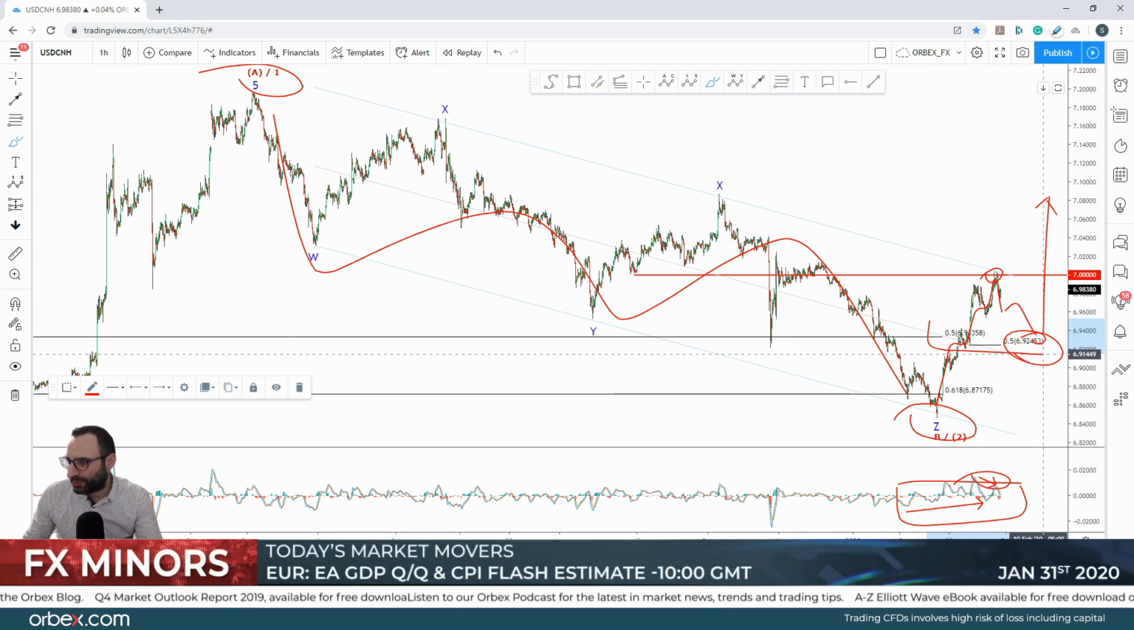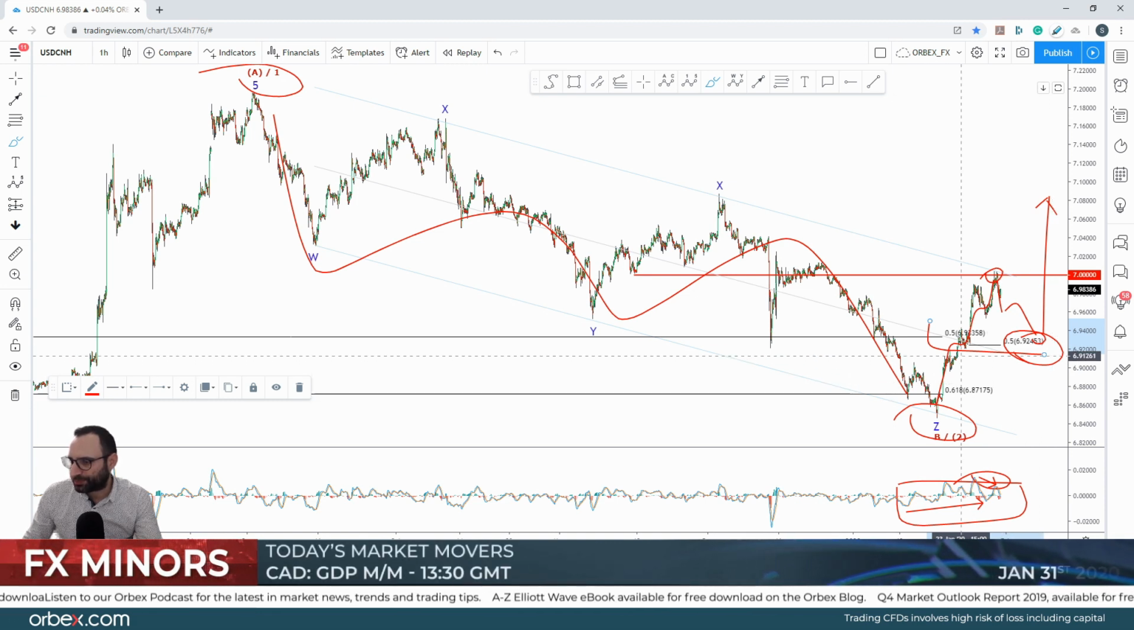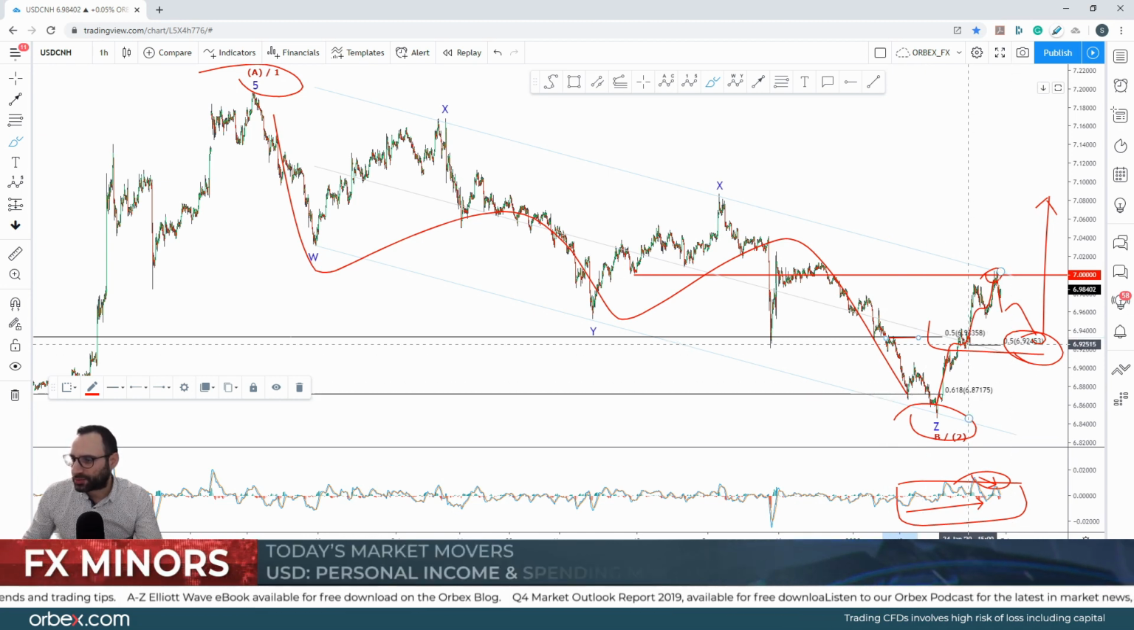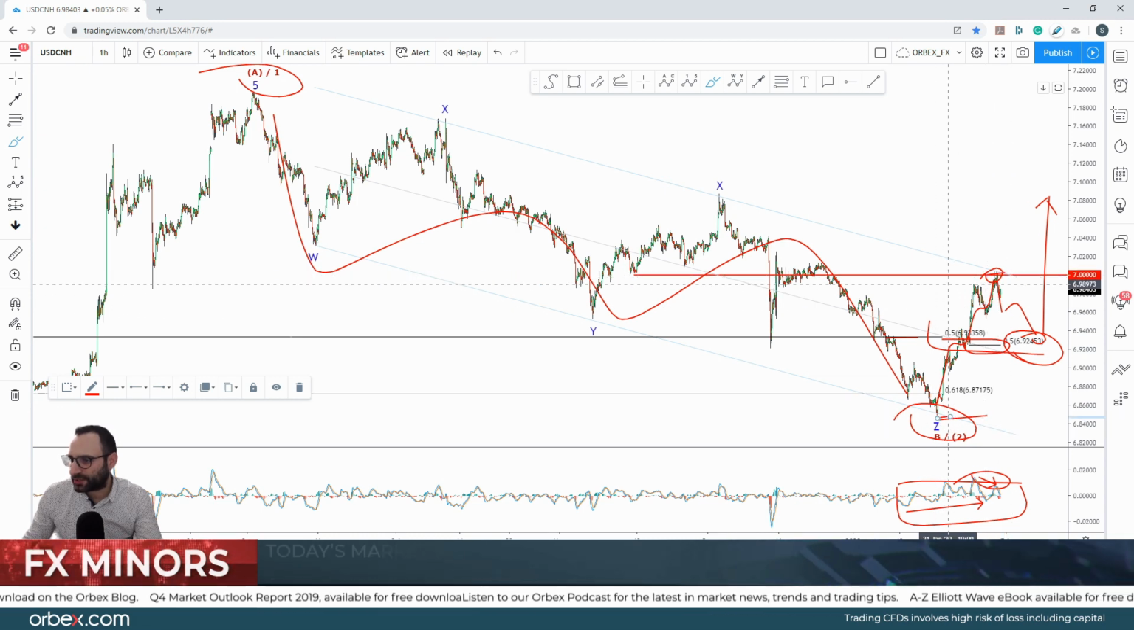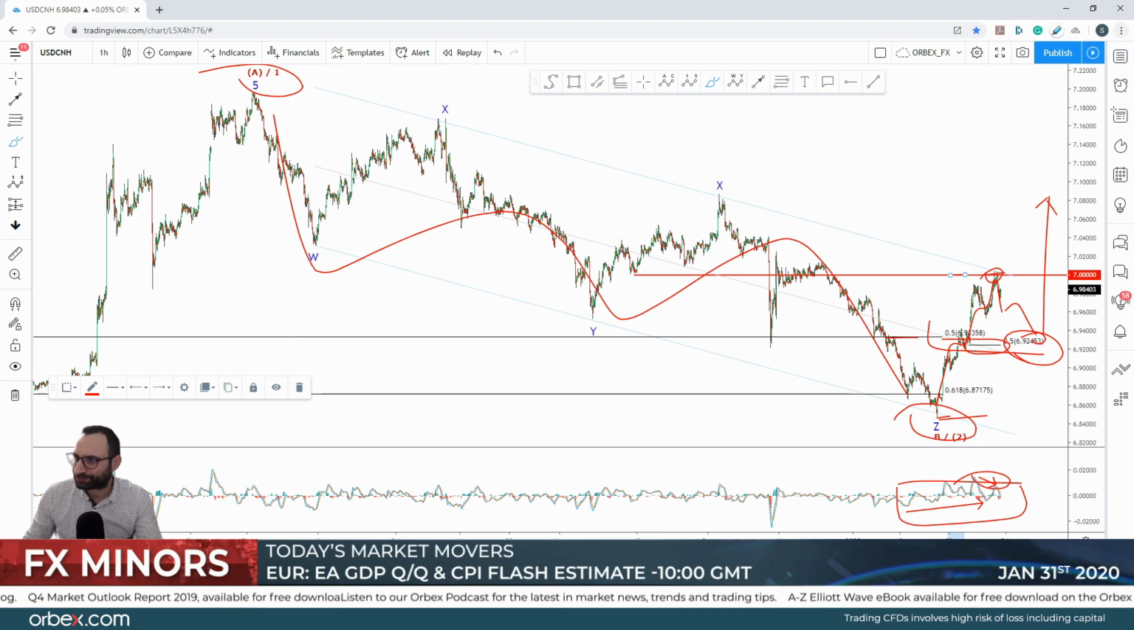Now, I would really pay attention to the 6.9250 or so, or 93.40. It's the 50 Fibonacci retracement of the longer term intermediate move to the upside, as well as very near the current 50 Fibonacci retracement of the move from 6.84 to 7.